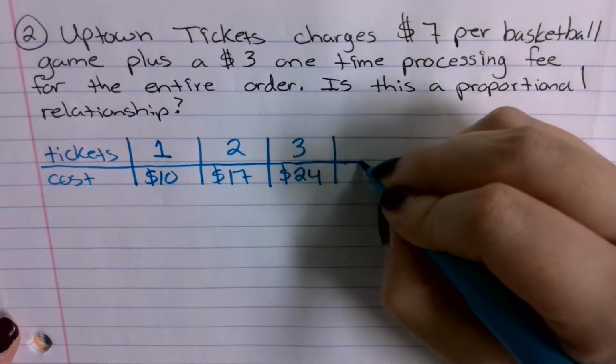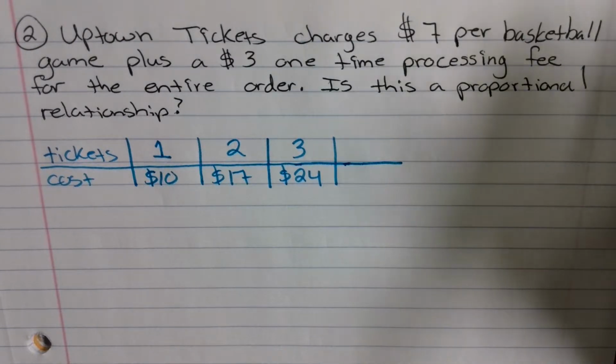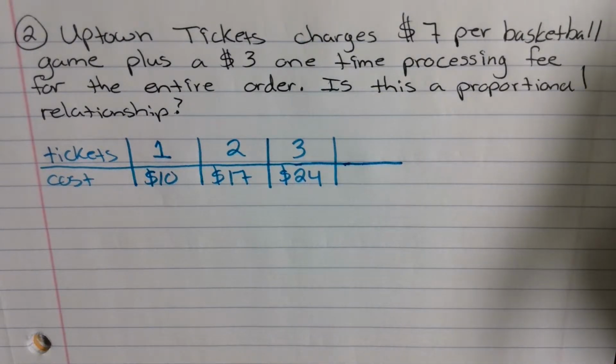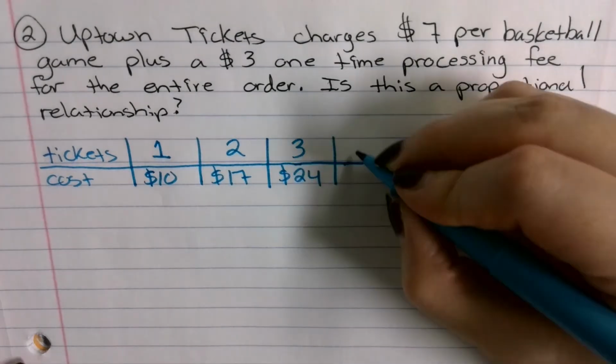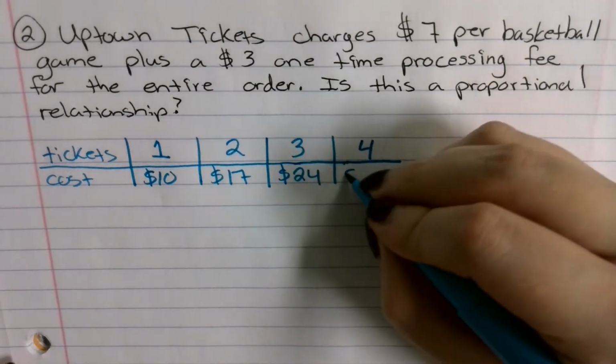Okay, so again, it does not matter how many tickets you buy. You pay that $3 just one time, but you pay that $7 for as many tickets as you've got. So 4 tickets is going to cost $31. Good.